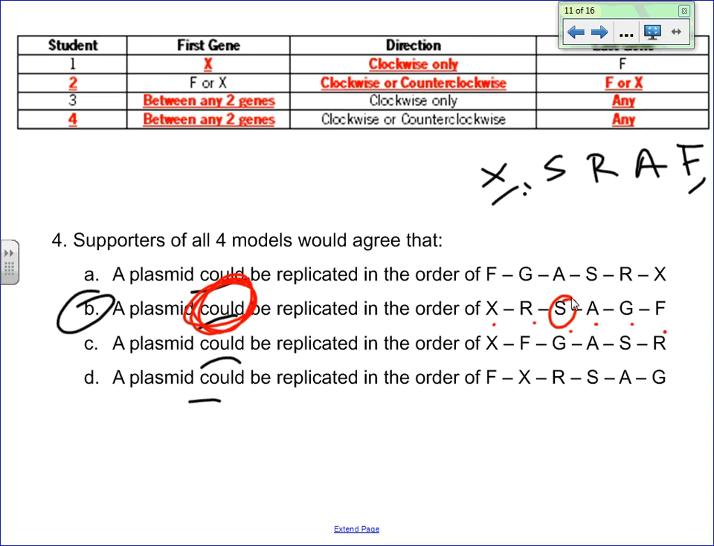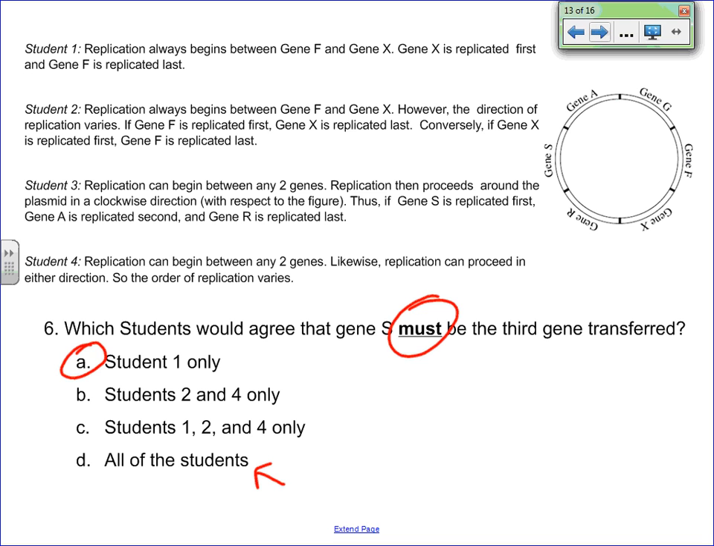But if you even look at just student 2, for example, they could start at X, so it would go X, R, S, and S would be third. But the student also says that you could start, instead of at X, you could start where? At F, and go the other way. In that case, A would be the third one, not S. So this is a case where could is different than must. So in this one is like, what is the only student that says that this has to be the way it goes, not that this could be the way it goes. And that would only be student 1. Everybody else has loosey-goosey theories that say that would have to happen.